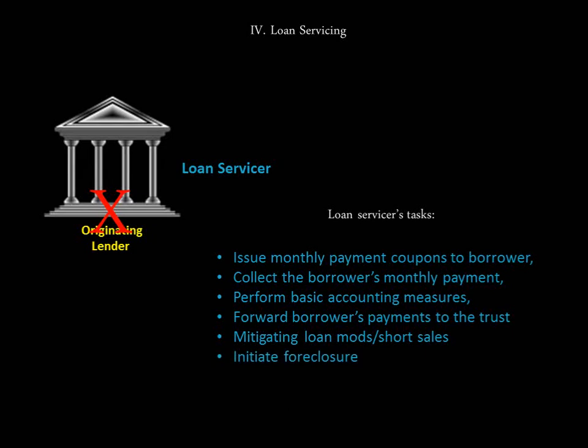For these tasks, the loan servicer retains a monthly servicing fee of about 5% of the borrower's payments. This is on top of the 5 to 12% profit of the total loan amount made when the loan was sold to investors. It should be noted that any action taken by a loan servicer involving collection of a borrower's payment, mitigating a short sale or loan modification, or initiating a foreclosure is illegal under a certain strict set of laws that govern mortgage securities.